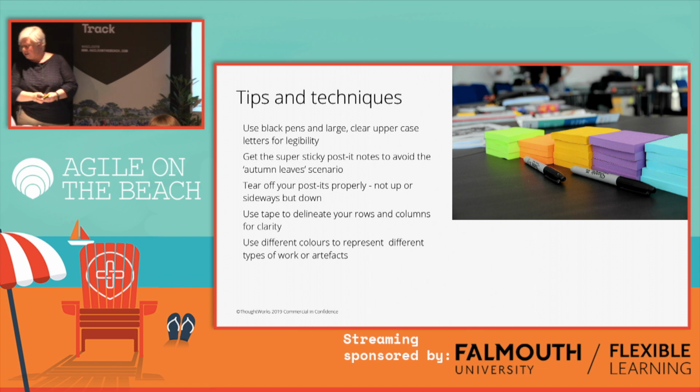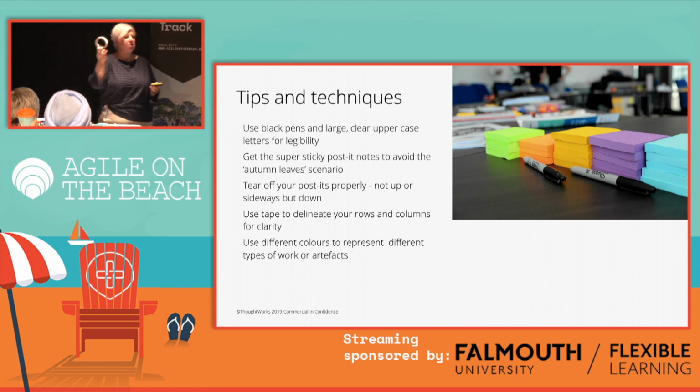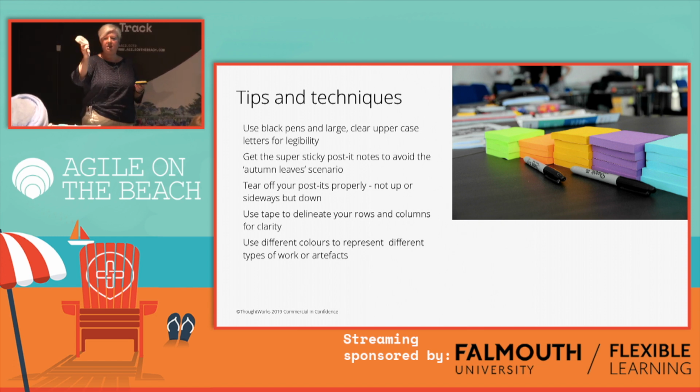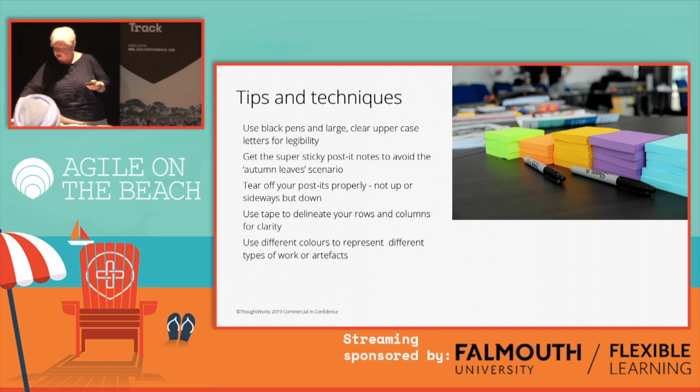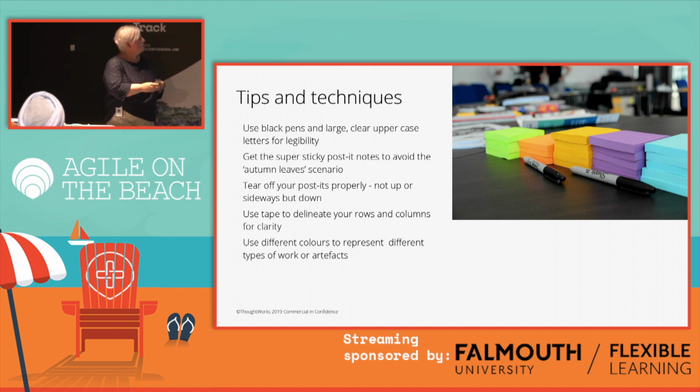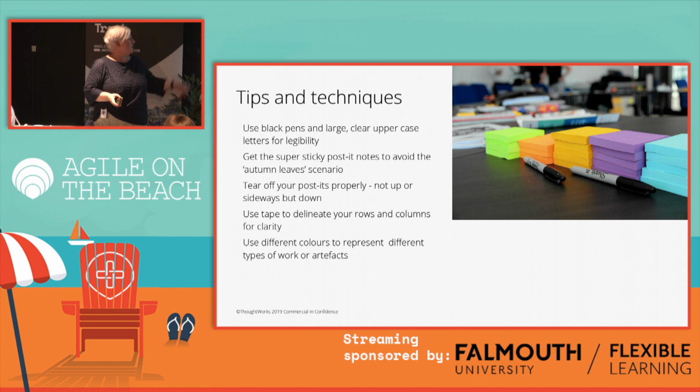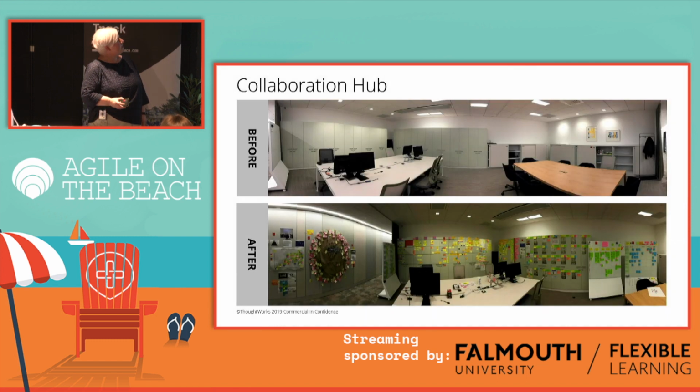Okay, use tape. If you've got several swim lanes, use tape to delineate the swim lanes so it's really clear what they are. And use different colours to represent different types of work or artefacts. Again, it's all about making it easy and fun to use. So that was kind of, oh no, it wasn't. I thought I'd finished.